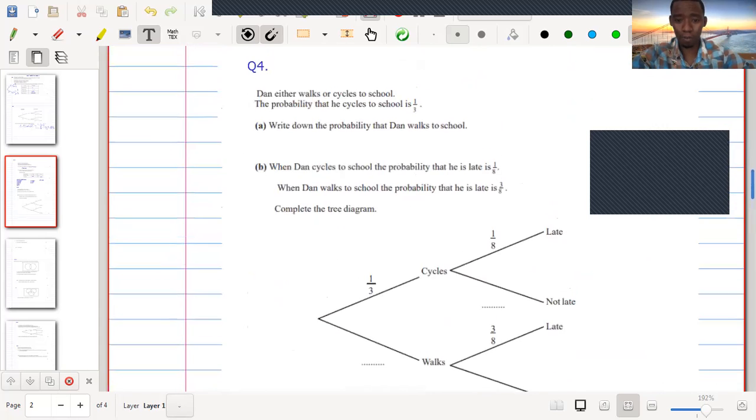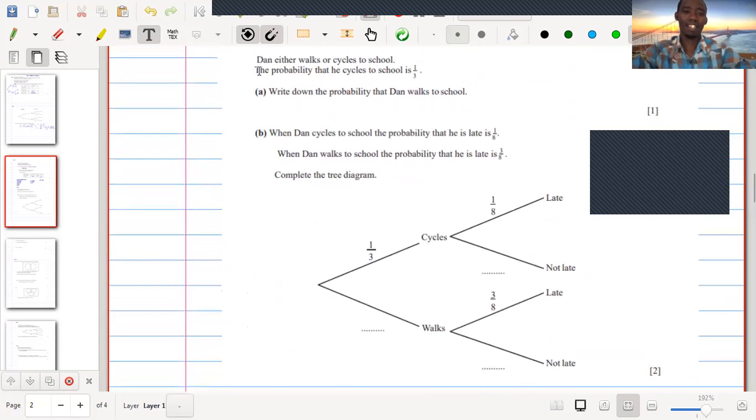Very good. Number 4. Number 4 says, Dan either walks or cycles to school. The probability that he cycles to school is 1 over 3. Write down the probability that Dan walks to school. Remember the trick we had before? I told you, if you have 1 over 3, I take denominator minus numerator, and I keep my denominator. I take 3 minus 1, which is 2, so my answer will be 2 over 3.